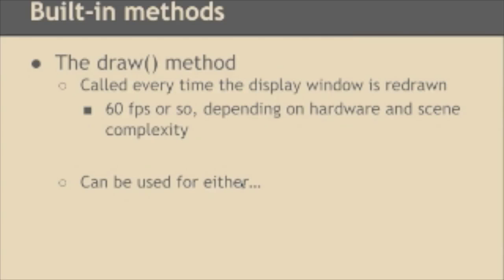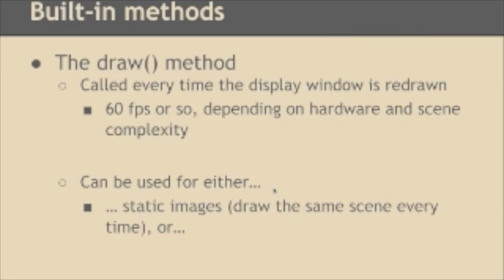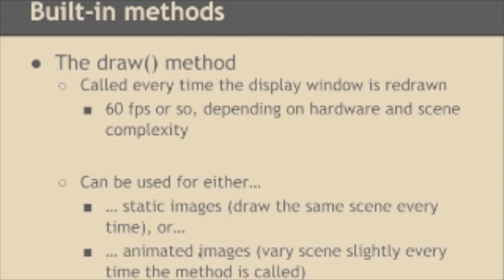So we can use this in two ways. We can use this for static images, and that would be if the draw method is called the same way every time. Or if somehow the draw method changes, then what we see in the display window will be animated. Okay? And so in that case, you would vary what you're drawing slightly every time, and that way it would appear to move. So it's sort of like an old flip book where you would draw one frame of the image on each page of the book, and then as you flip through those pages, the thing appears to move.